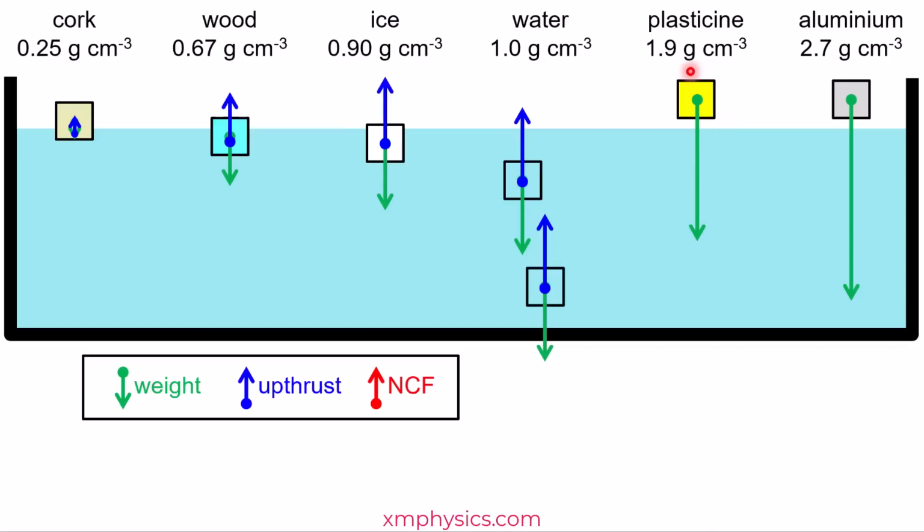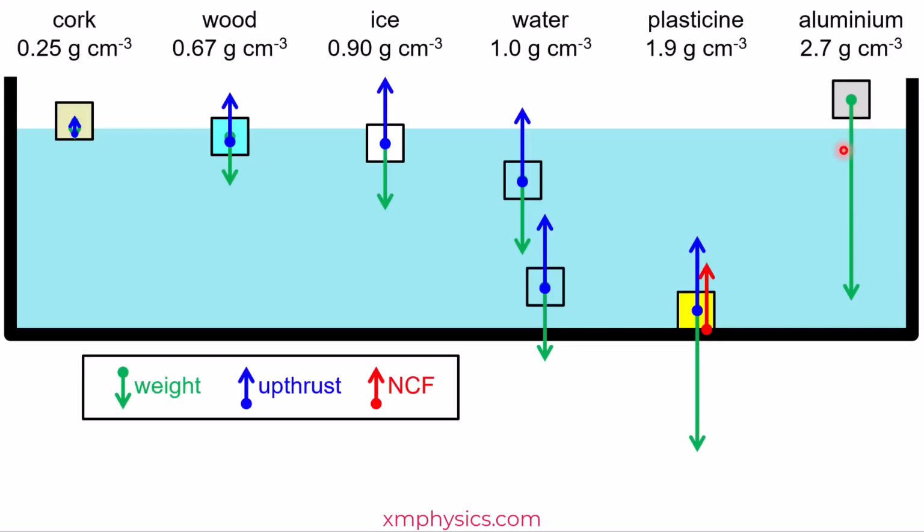Moving on to plasticine. Plasticine is not going to float, it's going to sink all the way down. Why? Because the plasticine can at most displace 1 cm cube of water. So at most, it can displace 1 gram of water. And the weight of 1 gram of water is definitely less than the weight of 1.9 grams of plasticine. So the plasticine cube cannot be hovering here. It has to sink all the way down, eventually touching the bottom, so that the normal contact force will come in to support the rest of the weight.